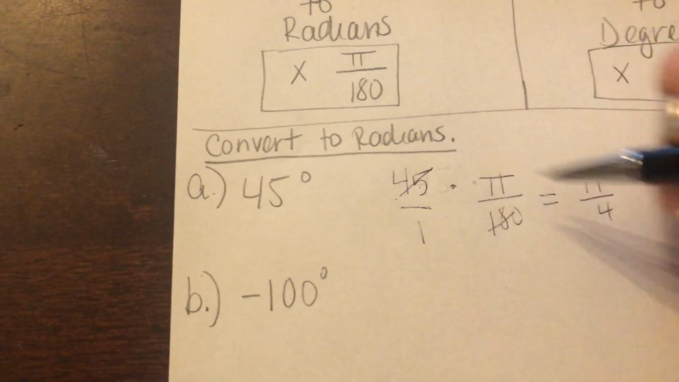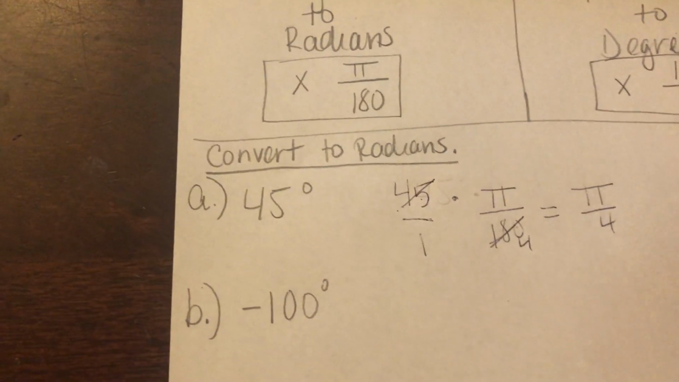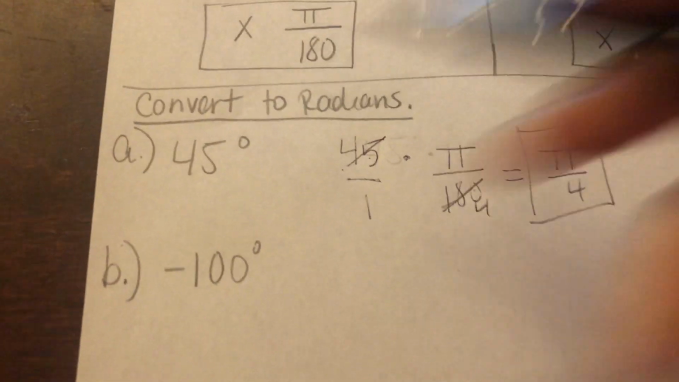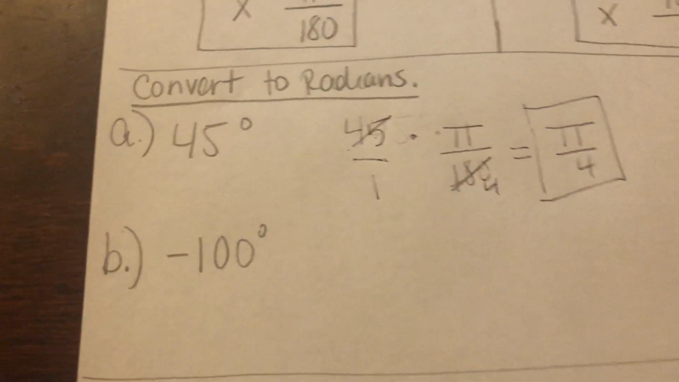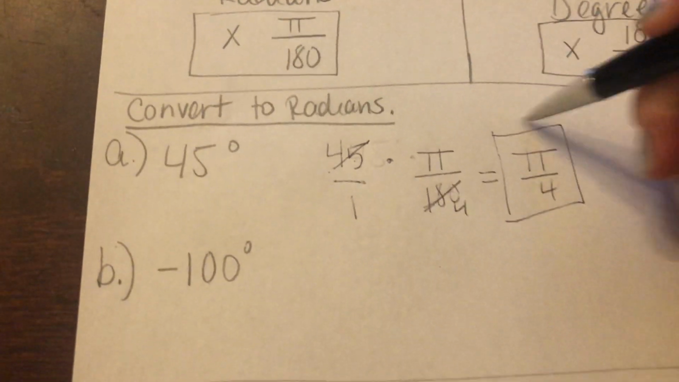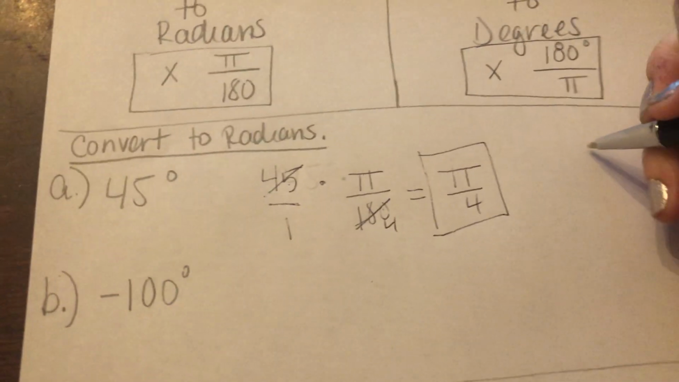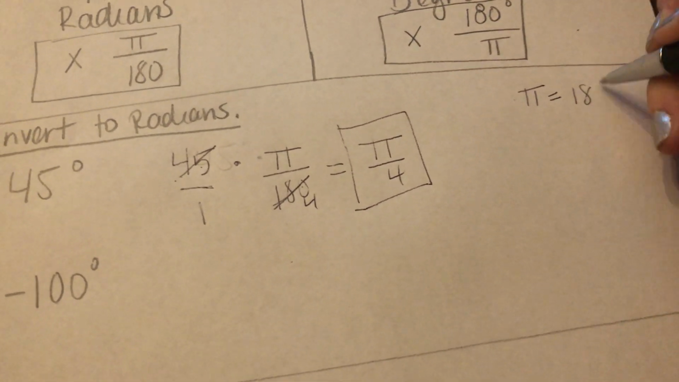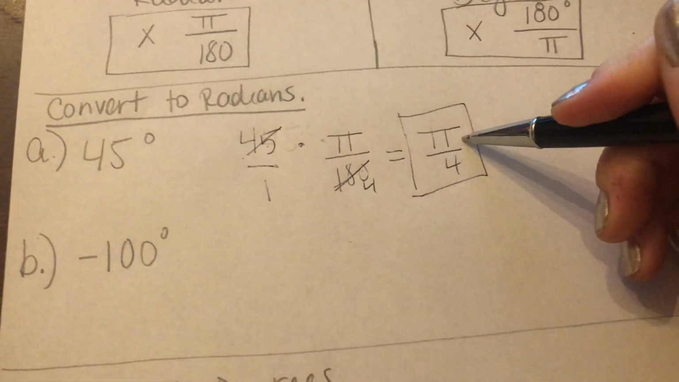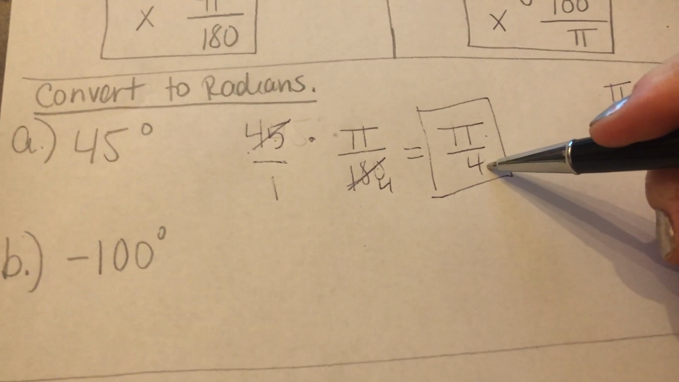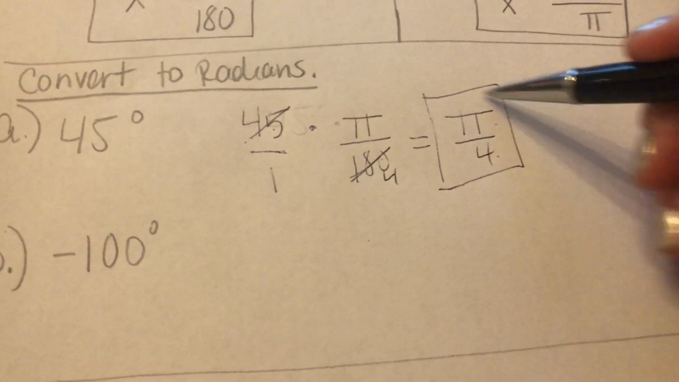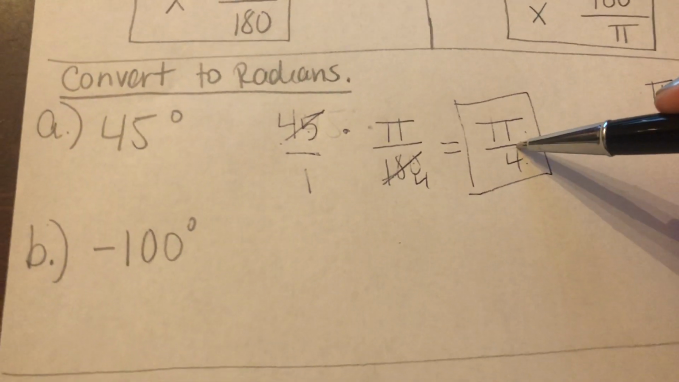I divide this by 45, divide this by 45, I get 4. So I get pi over 4. So pi over 4 is the same thing as 45 degrees. You could always check this, because what did I just tell you before? Pi radians is equal to 180 degrees. So if I put 180 divided by 4, what do I get? 45. That's how you can check your answer. You can always replace pi with 180.